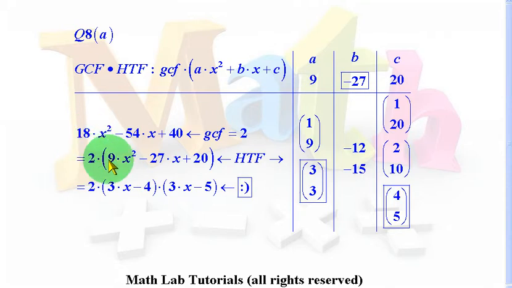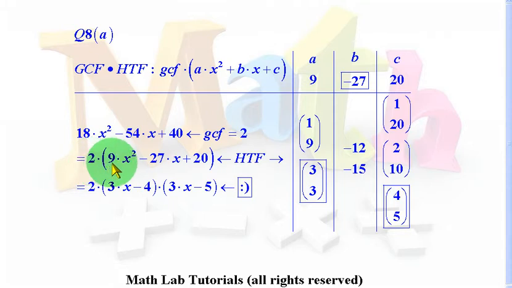18 divided by 2 is 9, so we put down 9x squared. Minus 54 divided by 2 is minus 27, so we put down minus 27x. And 40 divided by 2 is 20. And now the GCF just remains outside. It's not bothering anyone. Just leave it alone.